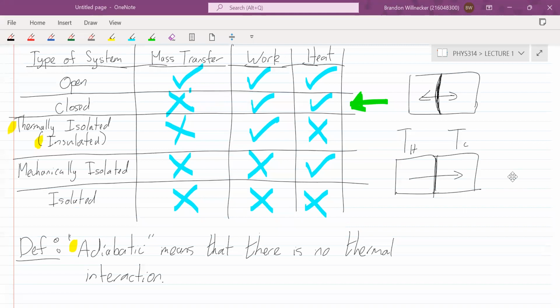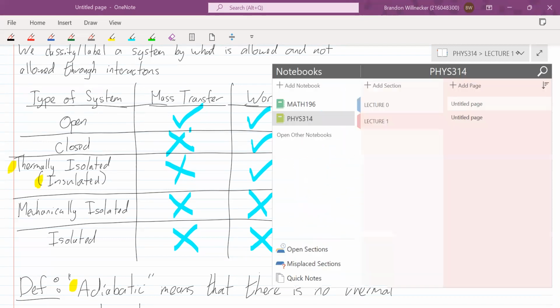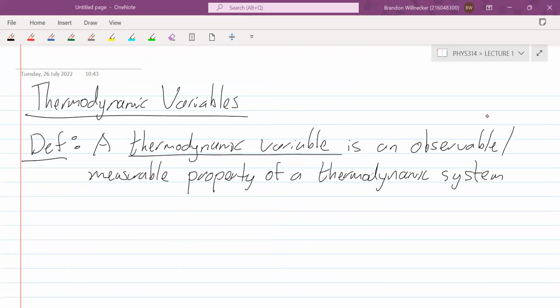Later on, we'll see the subtleties involved with this transfer. Doing work on something might not always transfer heat. Sometimes it does transfer heat. We'll look at that later on. But for now, this table is fine the way it is. So a thermodynamic variable is an observable/measurable property of a thermodynamic system.